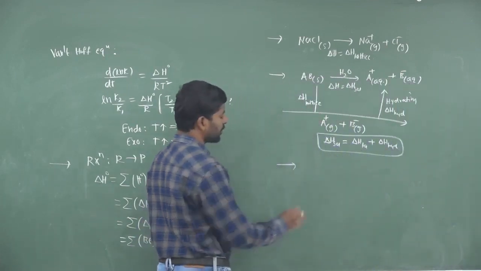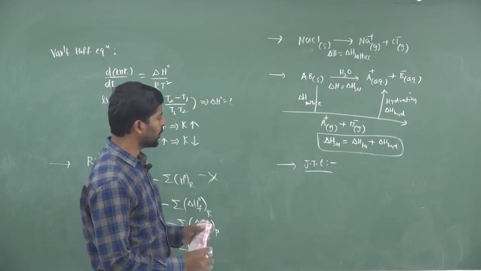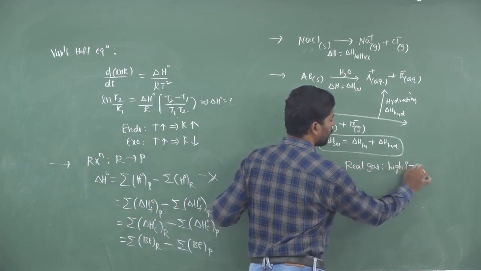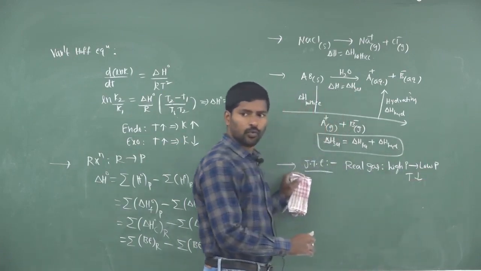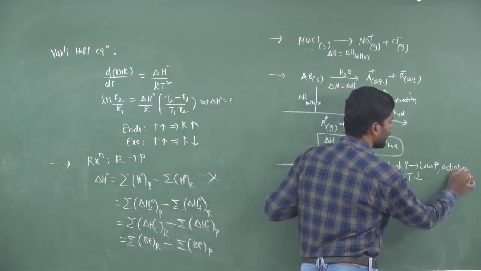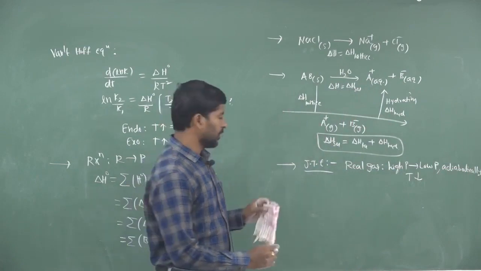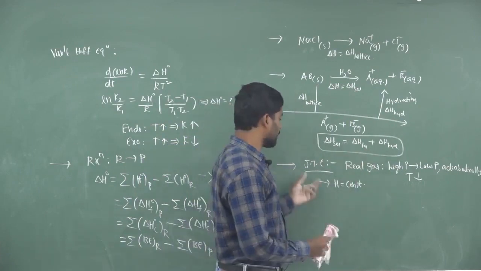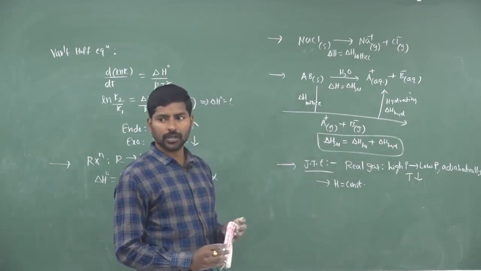And lastly, we discussed the Joule-Thomson experiment or Joule-Thomson expansion. When a real gas is allowed to expand from high pressure to low pressure, adiabatically, what happens to the temperature of the gas? It decreases; the gas is cooled. That is called Joule-Thomson expansion. During this process, is there any change in the enthalpy? No change in the enthalpy. That's why the Joule-Thomson experiment is called an isoenthalpic process.